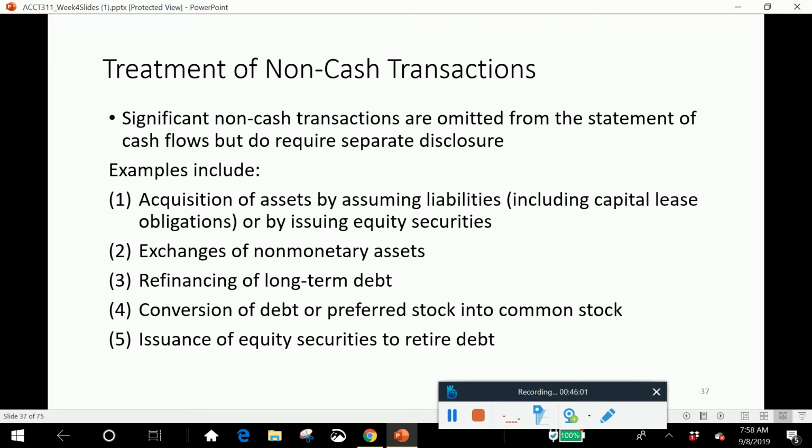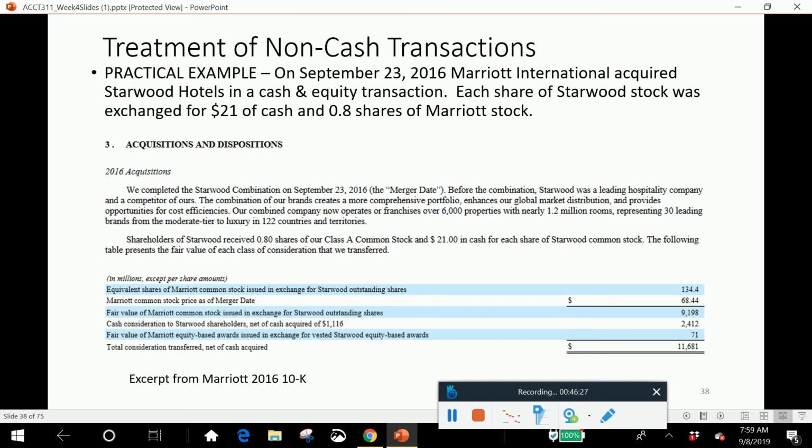And some examples that would require disclosure in your footnotes would be acquisitions of assets by assuming liabilities or by issuing equity securities, exchanges of non-monetary assets, refinancing of long-term debt with just new debt, conversion of debt or preferred stock into common stock, and issuing equity securities to retire debt. So here is an example of a significant non-cash transaction. So as you may recall, back in 2016, Marriott acquired Starwood Hotels, and they acquired Starwood in a combination cash and equity transaction.